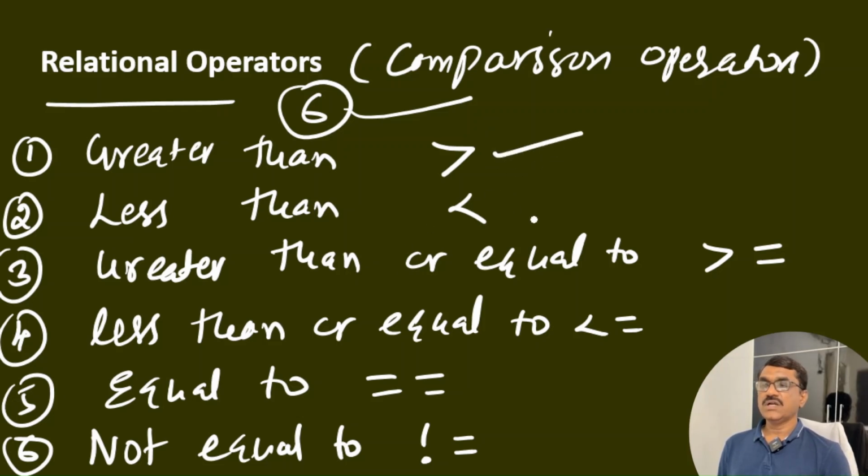This is the symbol for greater than, this is the symbol for less than, this is the symbol for greater than or equal to, this is less than or equal to, this is equal to, and this is not equal to. We will see these operators one by one with an example. Now we are going to discuss the first one, that is called greater than.